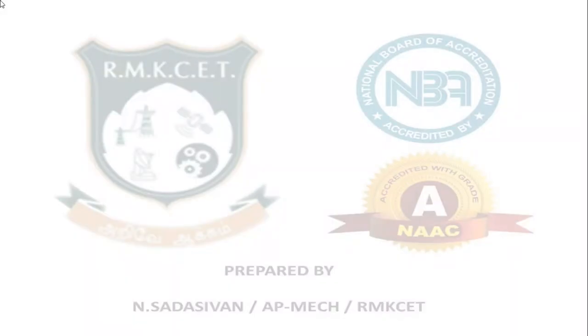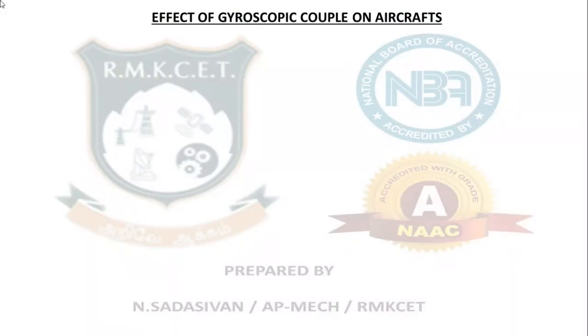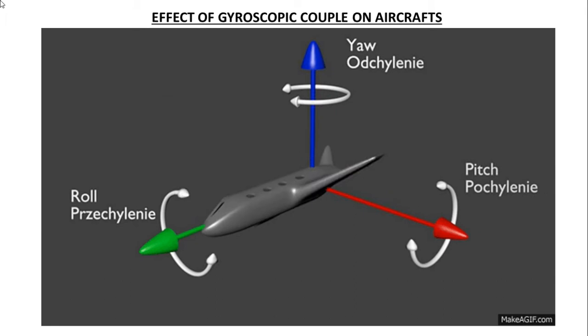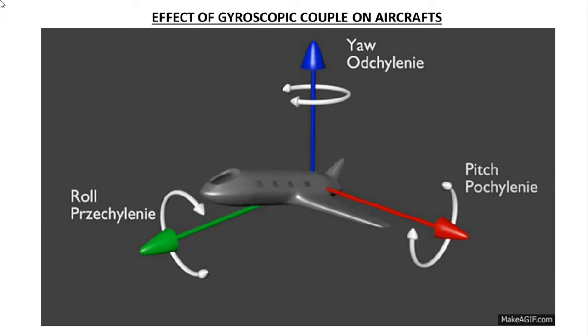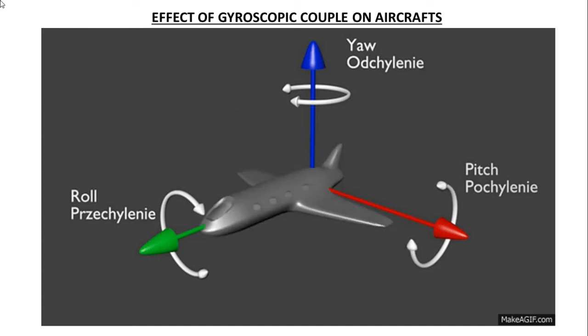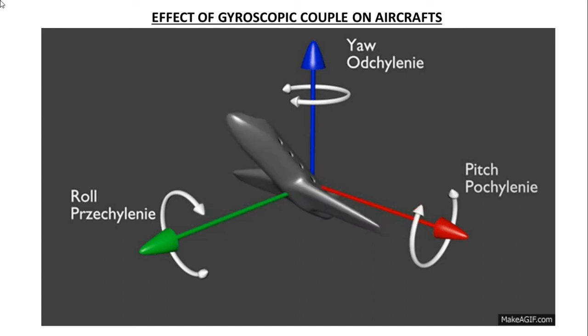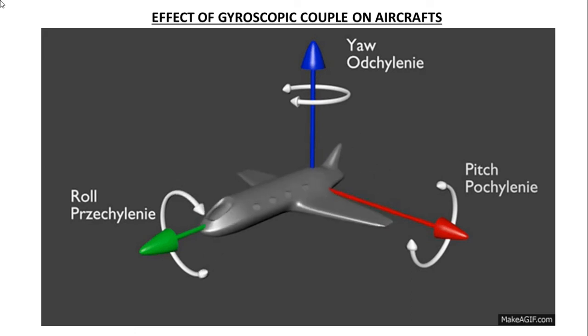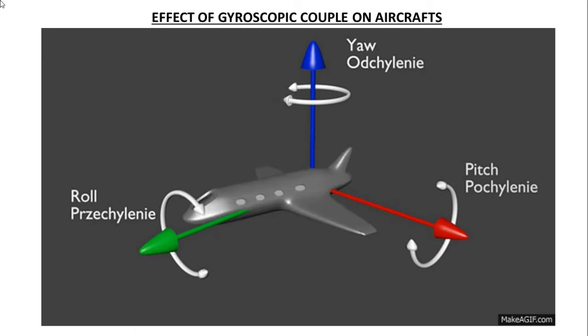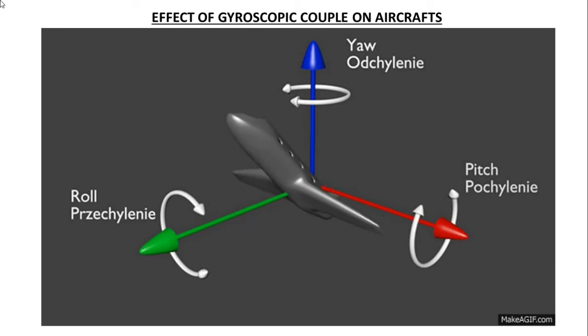So let us first understand that there are three types of motion in an aircraft. These motions are called rolling, yaw, and pitch. You have to be very familiar with these three terms before we go into the effect of gyroscopic couple on aircraft. This is rolling, this is yaw, and this is pitching. These are the three possible rotations.